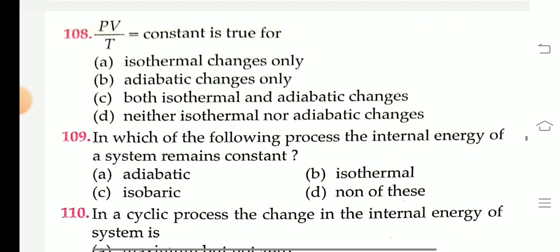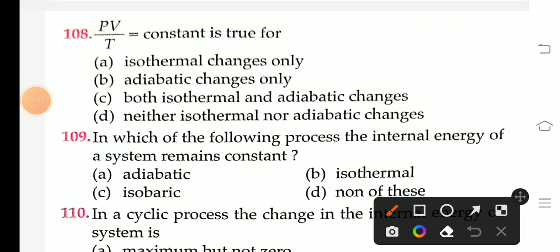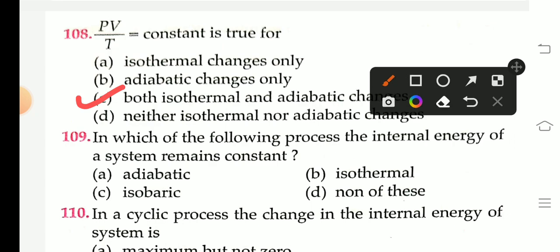Next, PV equals constant, but T constant, is true for. Right answer will be option C, both isothermal and adiabatic changes. Next, in which of the following processes the internal energy of a system remains constant? Right answer will be option B, isothermal.